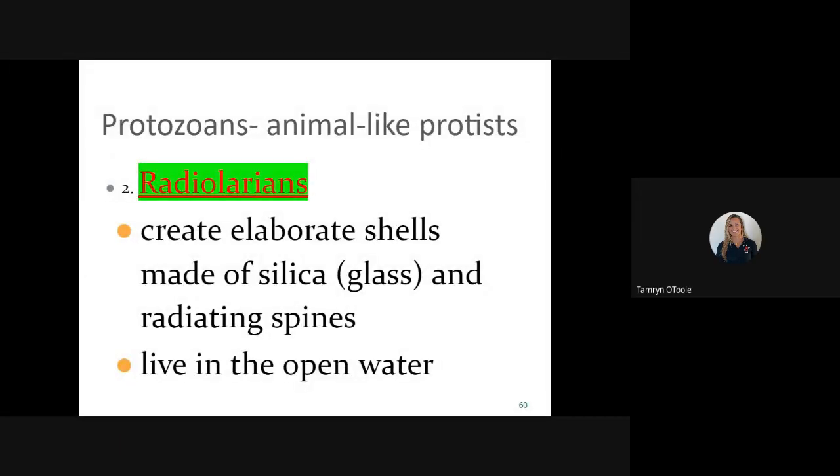All right, last little animal-like protist that we are going to talk about. Actually, I take that back. There are 2 more, sorry. So second to last are radiolarians, and radiolarians create these super elaborate shells made of that silica as well, and they have these radiating spines that come out from them. So radiolarians look like little spiky balls, basically. They live in open water. They are another type of animal-like protist. So radiolarians.